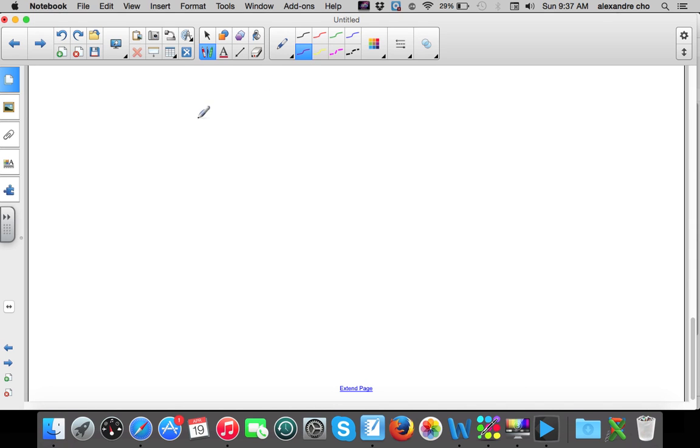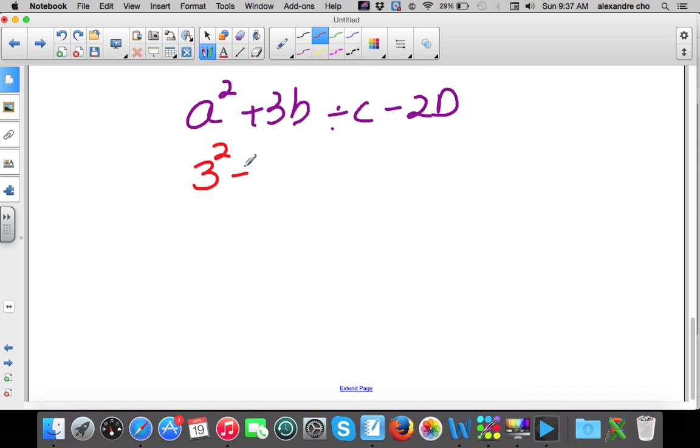Next one. It's an evaluating question. a squared plus 3b divided by c minus 2d. Substitution comes first. So 3 squared plus 3 times 8 divided by c, which is 2, minus 2 times d, which is 5.